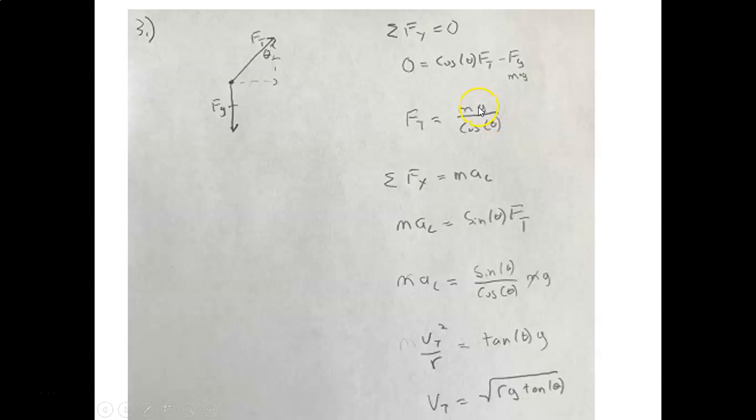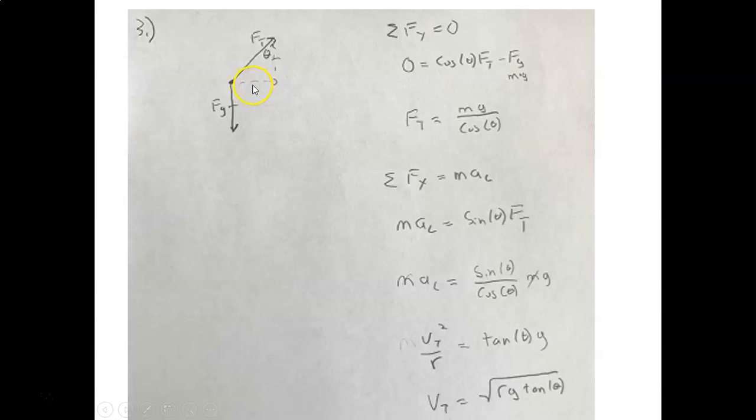So the forces in the y cancel. The forces in the x do not cancel. That's my net force, that's to the center of the circle, my centripetal force. So we're going to say the sum of the forces equals mass times centripetal acceleration. So m a_c equals, now again, we've only got one force in the x direction.